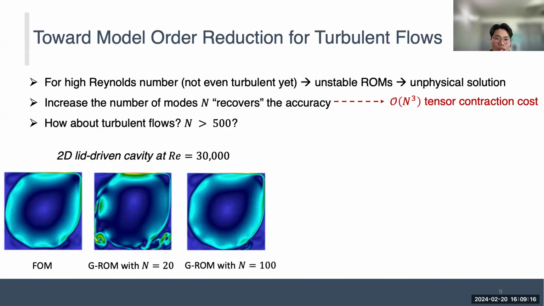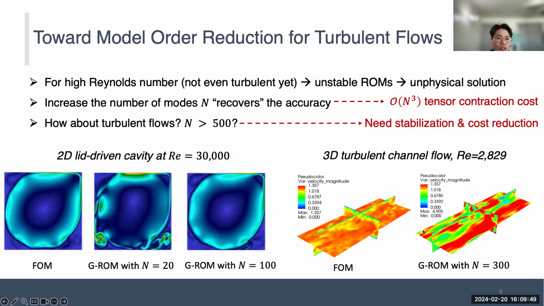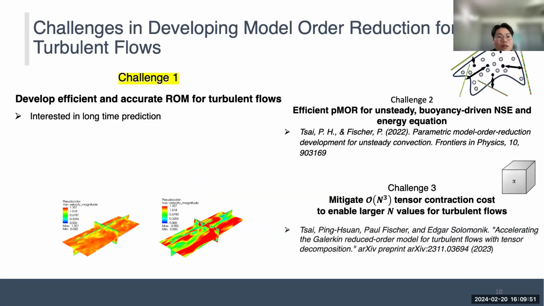However, you have to be aware that there's a tensor contraction cost, which scales like N cubed. So 100 modes should probably be fine, but how about turbulent flows? Here is a 3D turbulent channel flow at Reynolds number around 3,100, which is about Re tau 180. You see that even with 300 modes, it is far away from the forward model. The magnitude is way off. So we definitely need stabilization methods and cost reduction.